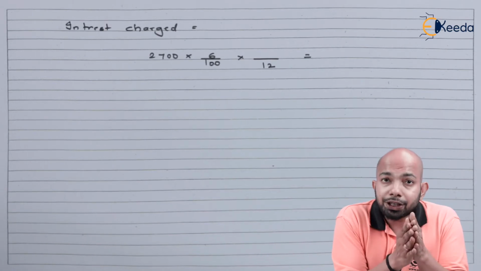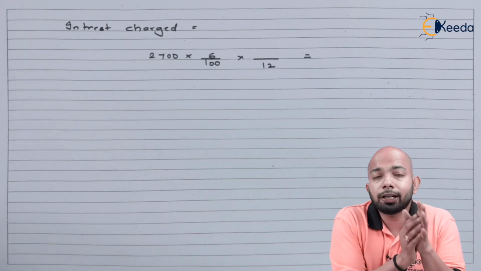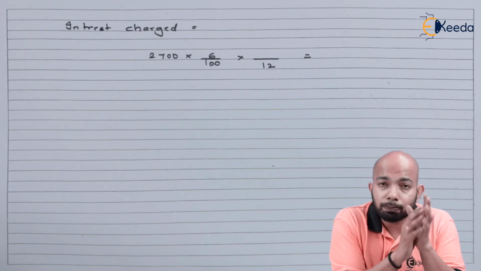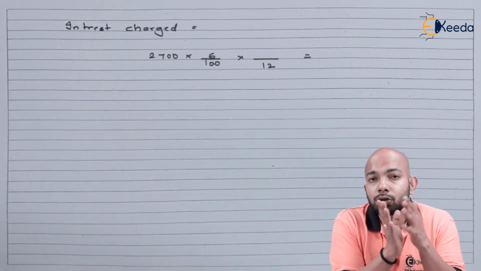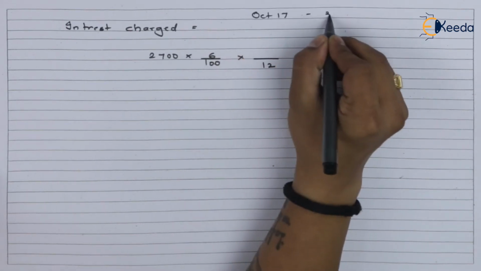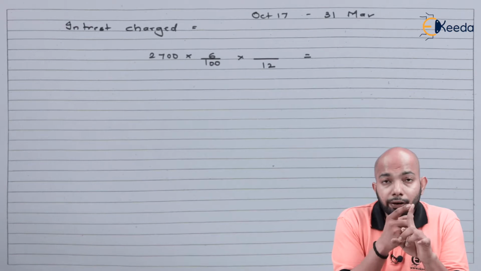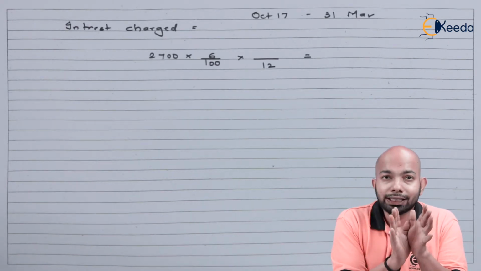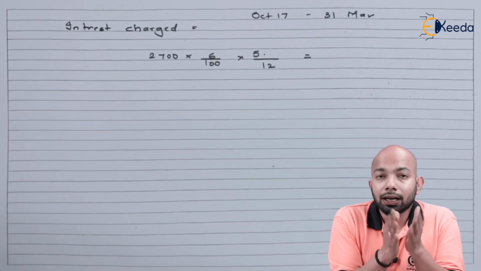Now if you can see, we have mentioned the amount 2700 multiplied by 6 upon 100 multiplied by dash upon 12. That specific dash, or the blank, has been left to calculate how many months exactly from October 17th to 31st of March. If you skip October, you have November, December, Jan, Feb, March. 5 months are already there. So of course there will be something after 5.